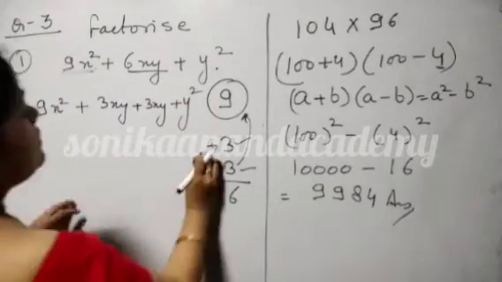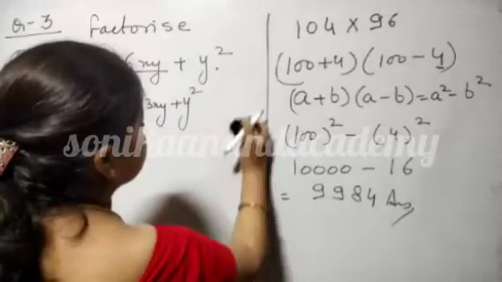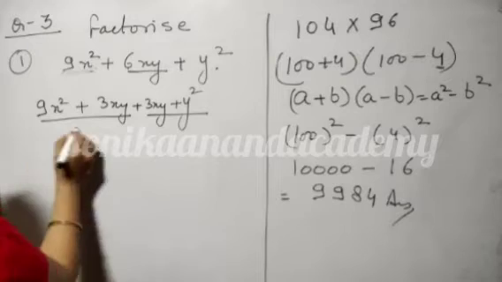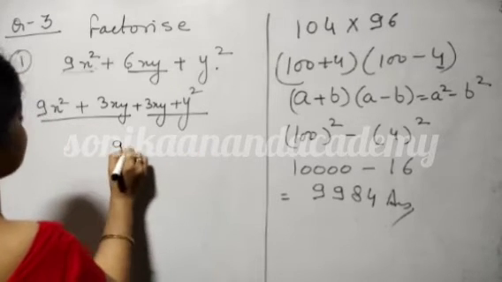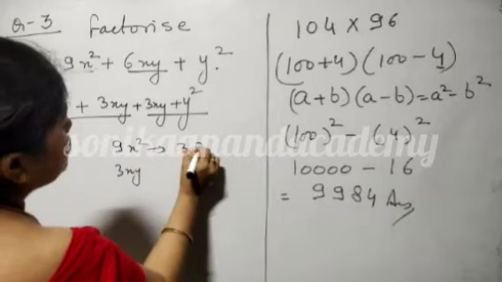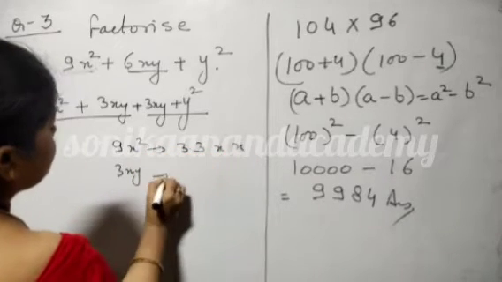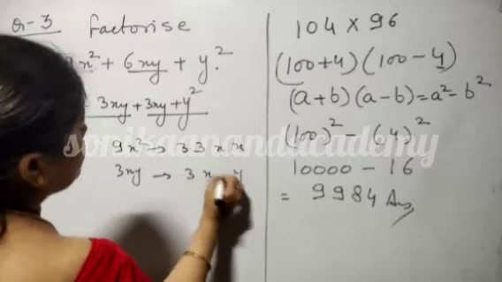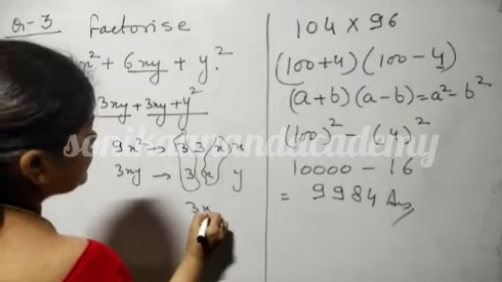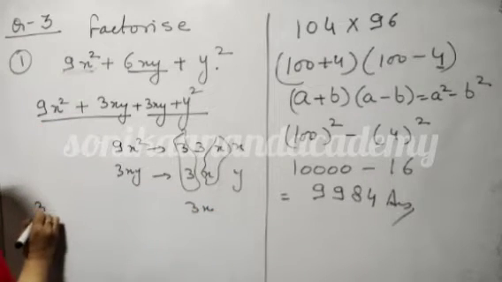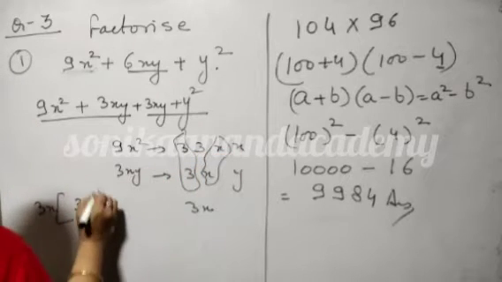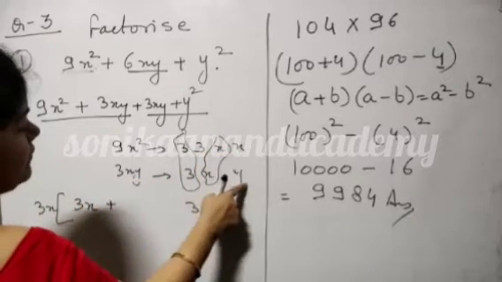In this way, now it has become simple. We take the common. How can we take the common? We have 9x square and we have 3xy. So 9x square is 3 into 3, x into x, and there we have 3x and y. So 3 is common, x is common. So from here we write 3x. In the bracket, what do we get? 3x plus, and for 3xy we are left with y.